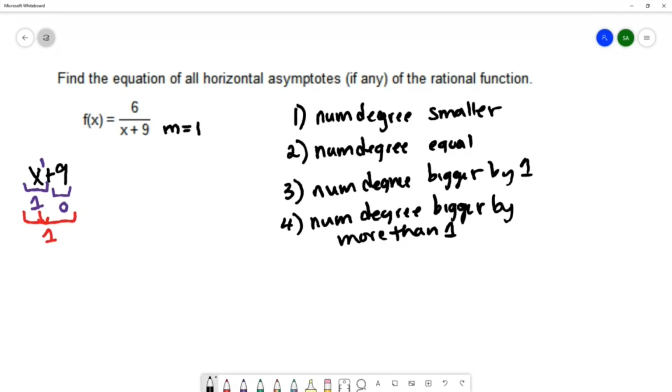Now for the numerator, we have 6, and the degree of something without a variable is going to be 0, and it's the only term, so we know that the degree of the numerator is 0, and we call that n.